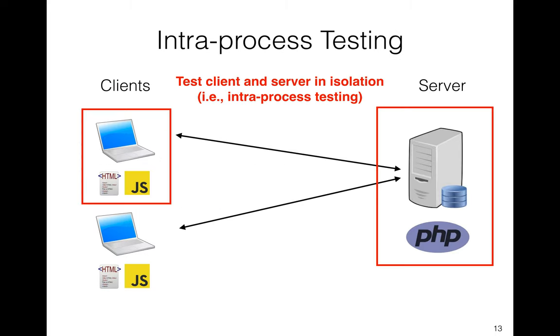Automated testers for traditional web applications have to test the client and server separately, in isolation from each other, if for no other reason than the fact that they're built using different languages. You can still test the whole system manually, of course, but if you're relying on a white box automated testing tool that is capable of inspecting the code, then both components have to be tested separately. I call this intra-process testing, because the tester only observes the execution of one component or one process.